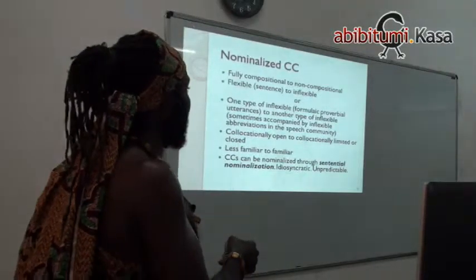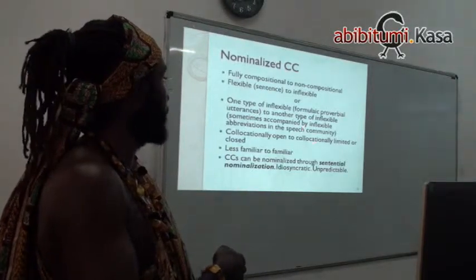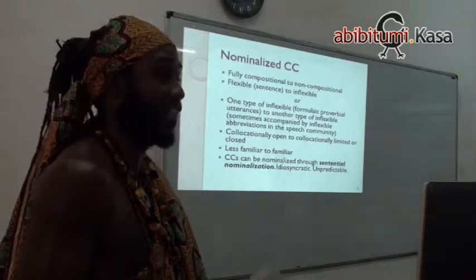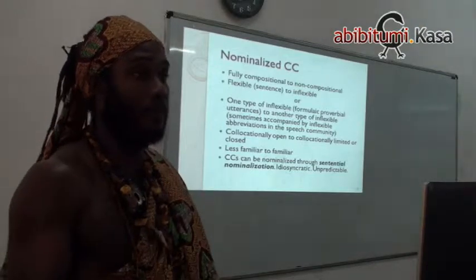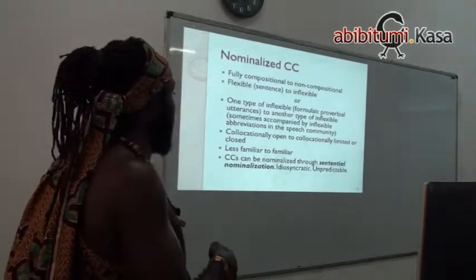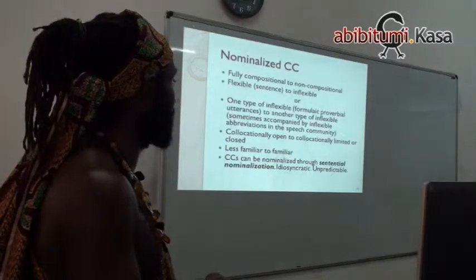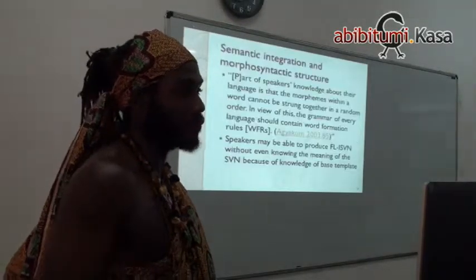It goes from something collocationally open, where you can put in synonyms and antonyms, to collocation limited or completely closed. It goes from something that's less familiar, just a random sentence that I happen to say, to something that's very familiar, in the sense that this is a name we use in the speech community and we recognize as an acceptable name. CCs can be nominalized through sentential nominalization, which again is very idiosyncratic and unpredictable.